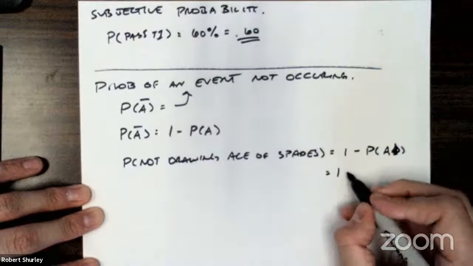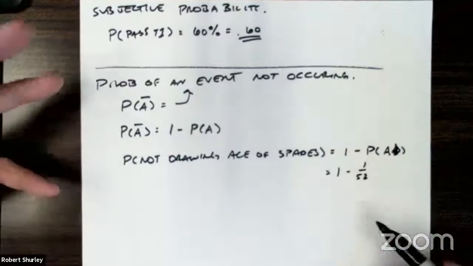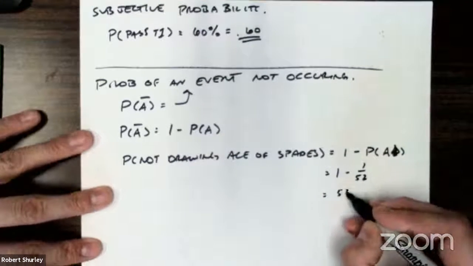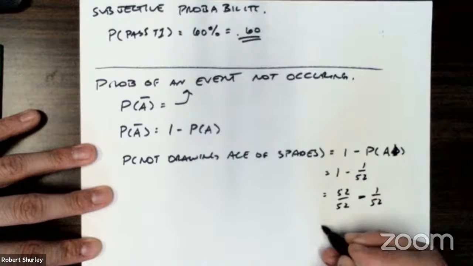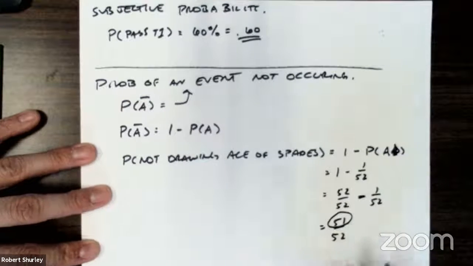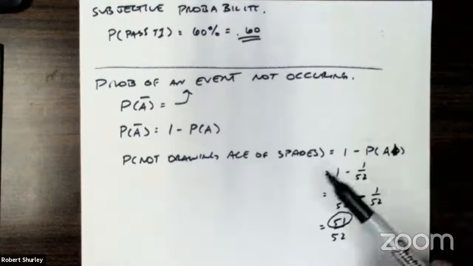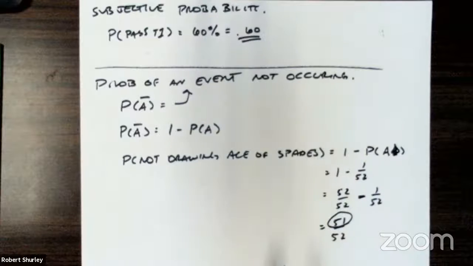So this would be 1 minus. Now remember, we found this was 1 out of 52. Now look, 1 minus 1/52. If you're not comfortable with fractions, we have to get common denominators. So 52 out of 52 minus 1 out of 52 is 51 out of 52. This makes sense because there's 51 cards that are not the ace of spades. So the probability of not drawing the ace of spades would be 51 out of 52.